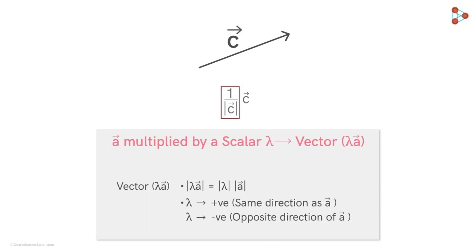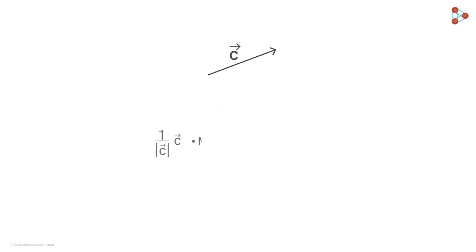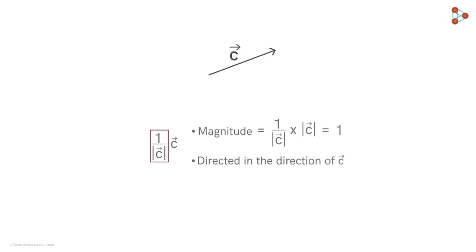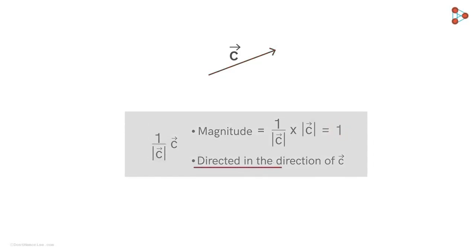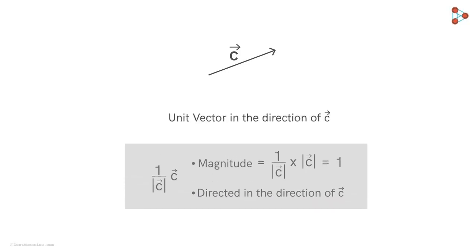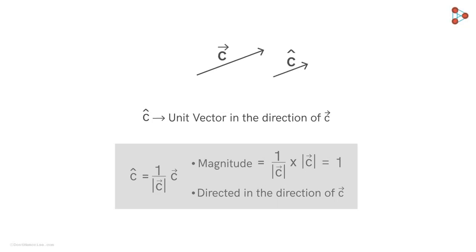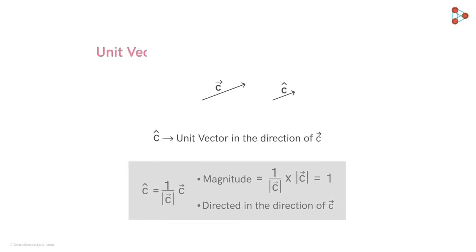So let's look at our question again. Here we multiply by the number 1 over magnitude of vector C. So the magnitude of the new vector will be this, which turns out to be 1. And since the number is a positive number, the direction of the new vector will be that of the vector C. So we get a vector with magnitude 1 in the direction of the vector C. This vector is called the unit vector in the direction of vector C. It's denoted by a symbol like a hat above the letter, pronounced as C hat. Let's represent it like this with an arrow.